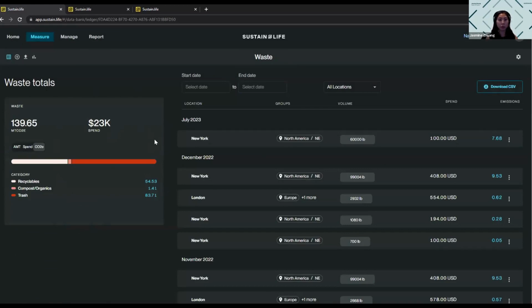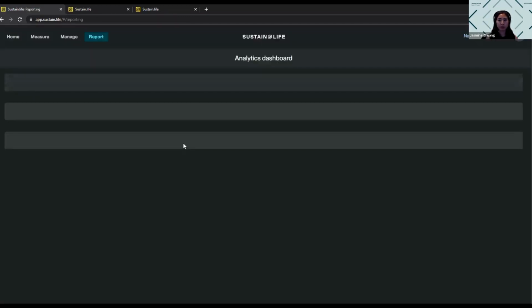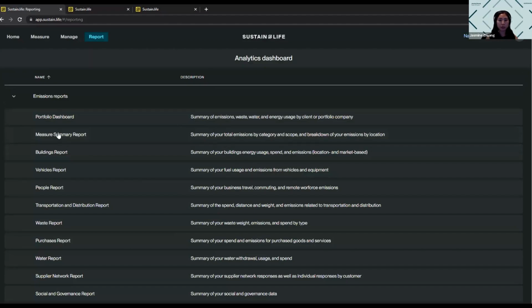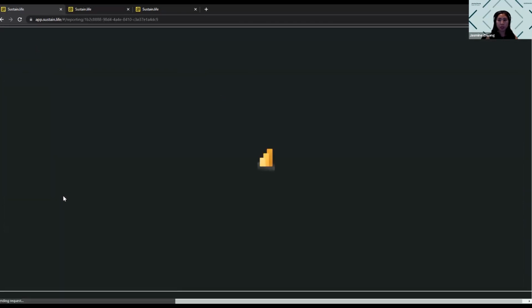So once you've gathered enough data, you can get a high level view here, but the more helpful place to look for reporting is under our reporting module. So under SustainLife's reporting module, you'll see several different types of reports. At a high level, you'll be able to see how your waste emissions fit in context with the rest of your footprint. But if you want to go into more detail on waste specifically, you can pull up your waste report.